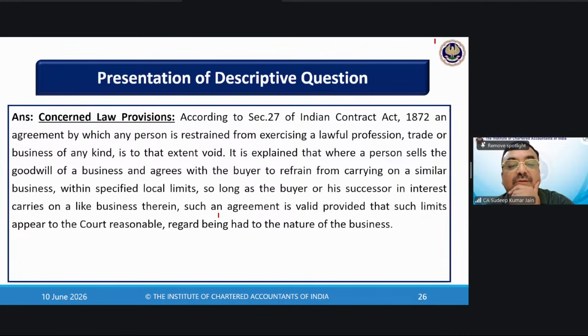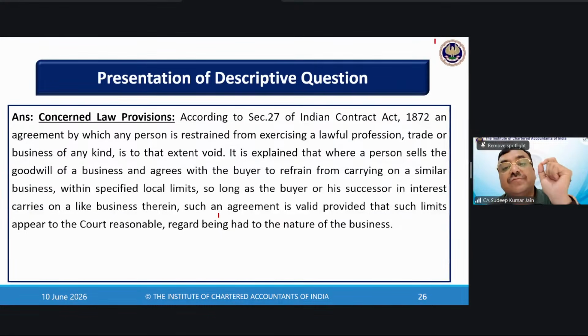सर, 0.78, which point? उसमें मुझे अग्रीमेंट इन रेस्ट्रेंट ऑफ ट्रेड स्टार्टिंग का समझ में है, उसके बाद जब गुडविल के लिए... Listen, listen. Yes sir. What I'm saying to you, yes sir. In case of restraint of trade, contract is void.